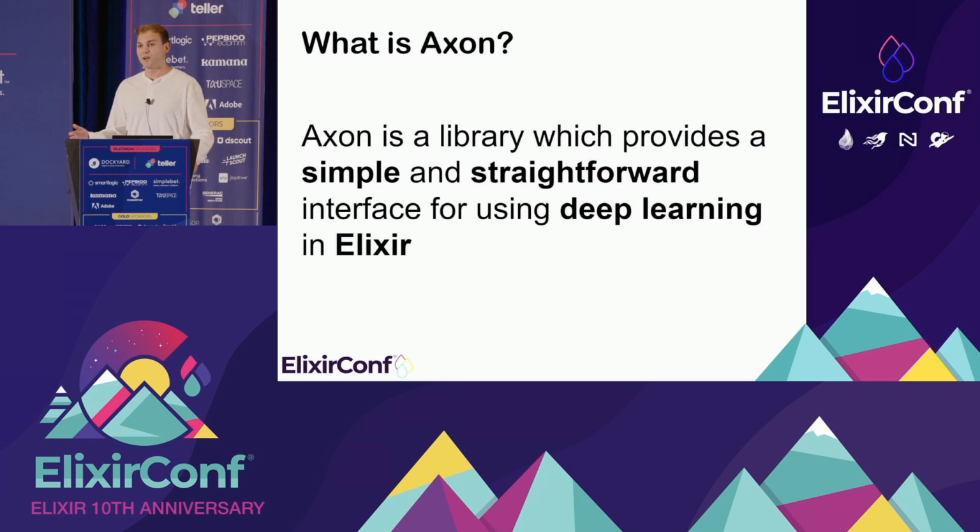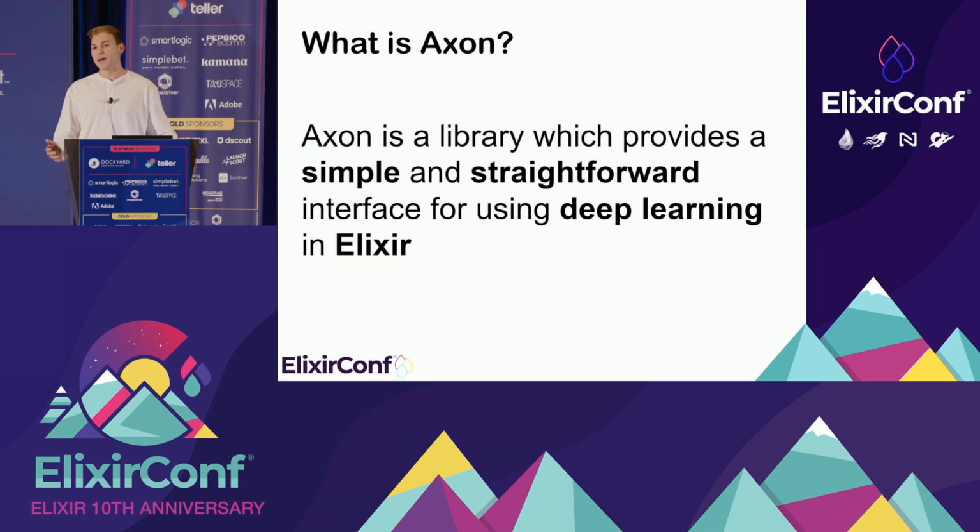So the first question, what is Axon? Axon is a library which provides a simple and straightforward interface for using deep learning in Elixir. And there's really two key points of emphasis here. The first is that Axon is simple and straightforward. The API for Axon is intentionally small, so you can learn how to create neural networks in Axon relatively easily, relatively quickly.